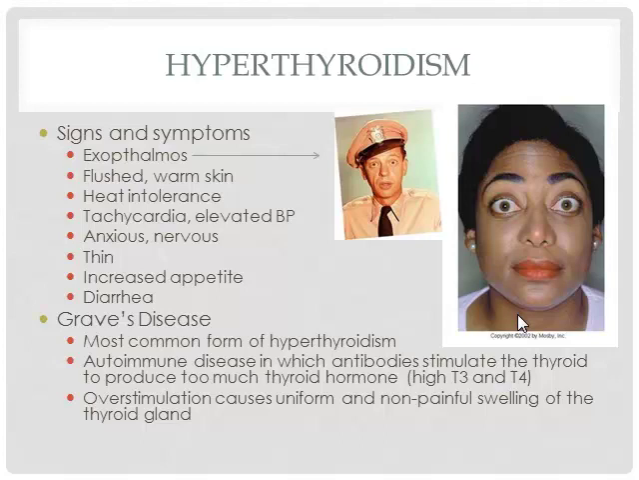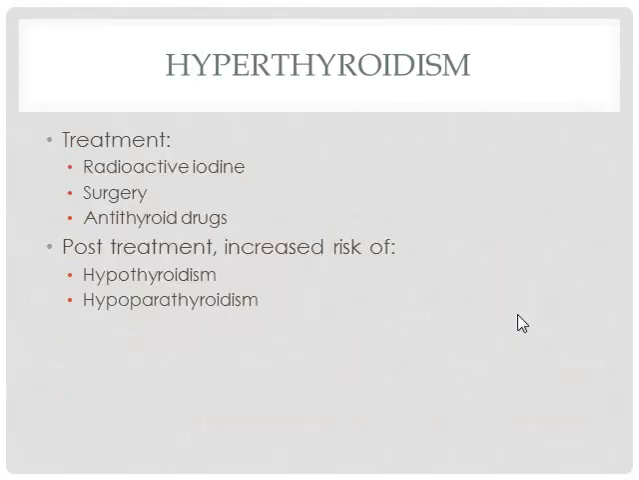Graves' disease is the most common form of hyperthyroidism. It's an autoimmune disease in which the antibodies will cause too much T3 and T4 to be available. This is one of the most common types of hyperthyroidism, and there's a non-painful swelling of the thyroid gland, but too much T3 and T4 available. So if there's too much T3 and T4, then the metabolism rate is going to be really high, as opposed to hypothyroidism, in which it's really low.